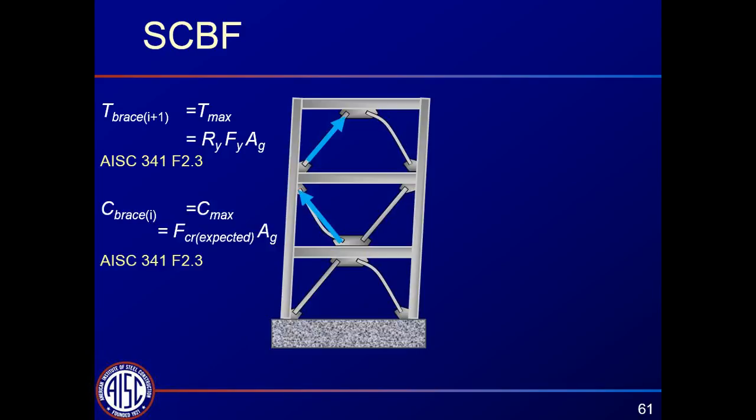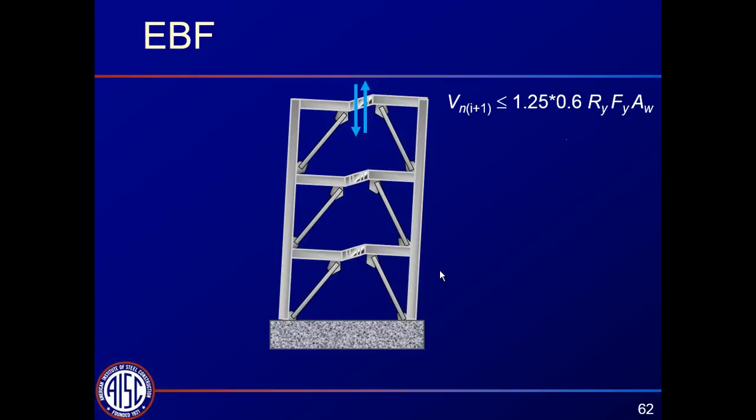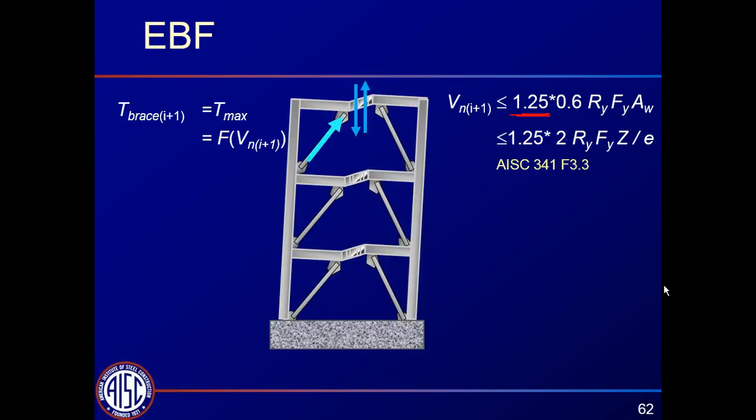We have the yield capacity of the brace above. We have the full expected compression strength of the brace below. For the eccentrically braced frame, it all comes from the yield strength of the link, which is multiplied by 1.25 to represent strain hardening. And from that, we use just a little bit of statics to determine the corresponding force in that brace, and we use the force in that brace then for the design of the bracing connection.